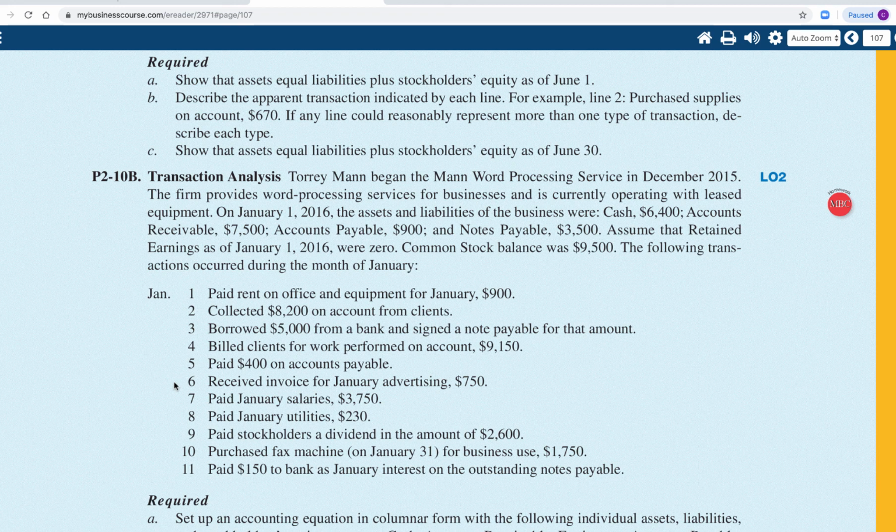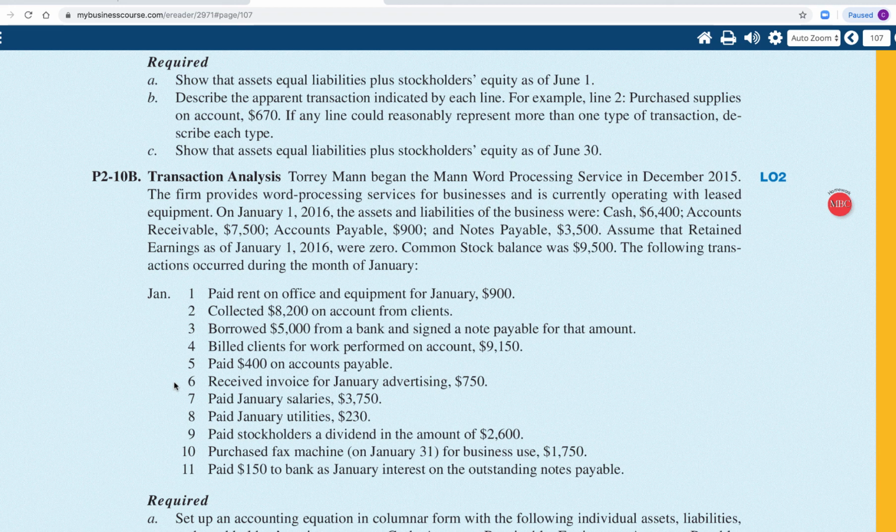Did we pay this? We did not pay it yet. We just got the invoice. So we incurred an advertising expense, but we didn't pay it yet. We're going to pay it. Okay. We need to book this transaction.